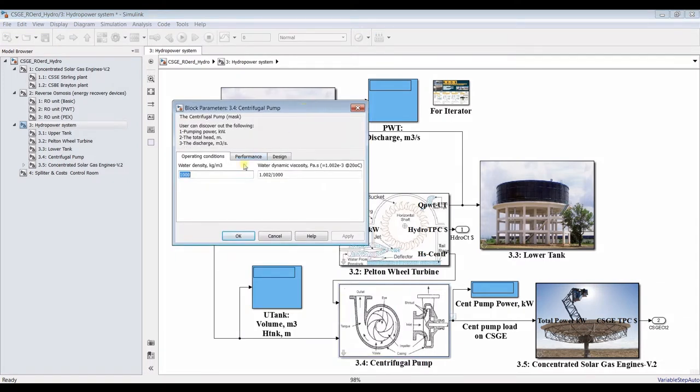For the centrifugal pump, we have to assign some operating conditions or physical properties: water dynamic viscosity and density. For performance, what is your pump efficiency and pump speed, the tube diameter through the system, and you can also assign some losses.